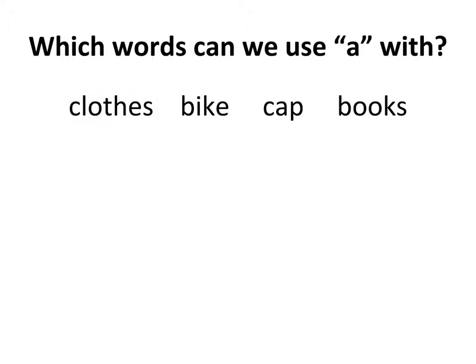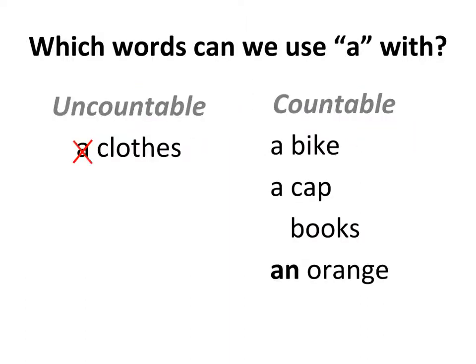Which words can we use a with? Pause your video and think. We can say a bike and we can say a cap. But we can't say a clothes and we can't say a books. We can't say a clothes because clothes is uncountable. And we can't say a books because books is plural.